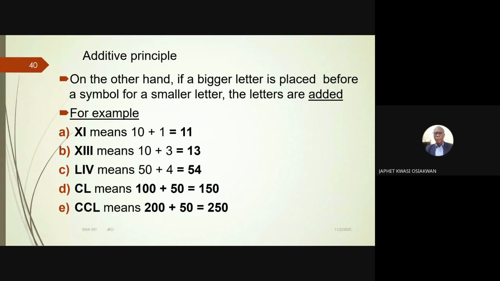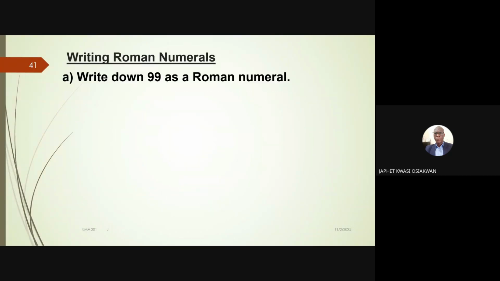Pay attention. I'm going to give you one. Now let's see this one. 99. Write down 99 as a Roman numeral. 99. If you have it, you can raise your hand.